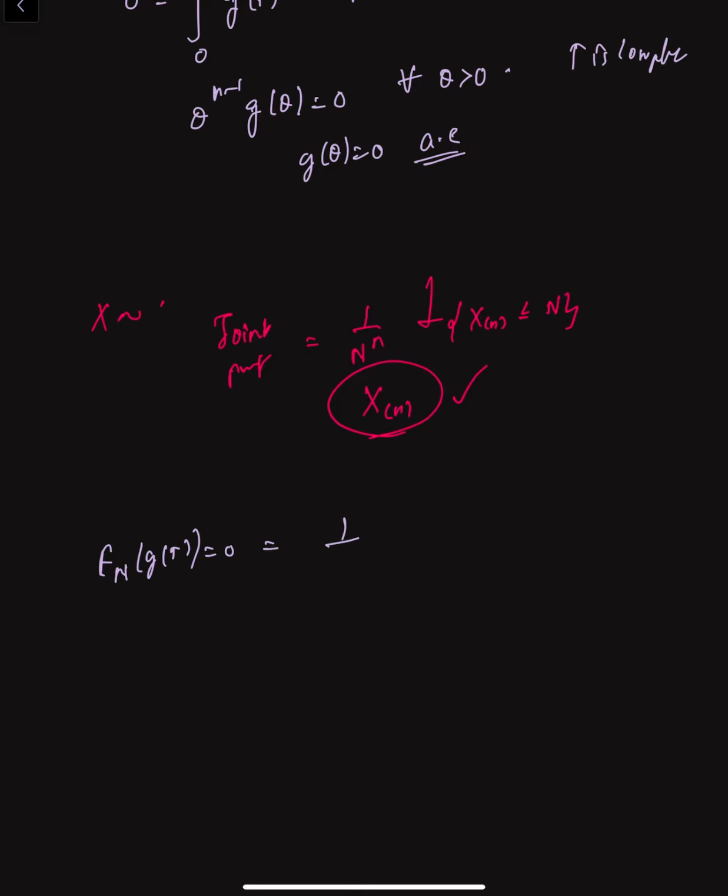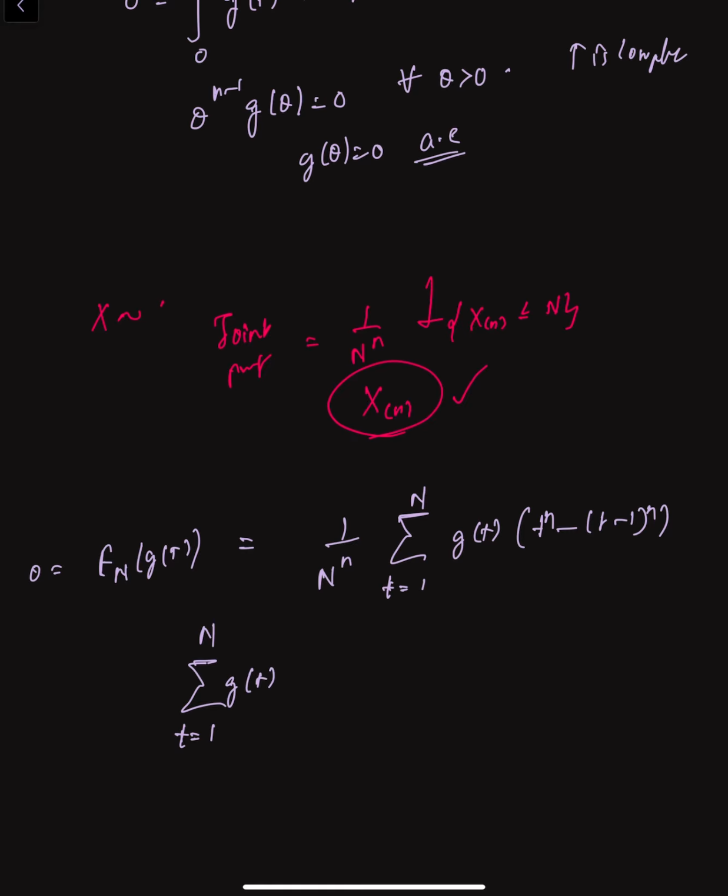expectation of z of t is equal to 0. So that implies 0 is equal to the expectation of this. So that is equal to 1 by n to the power of n, summation t equals 1 to n, z of t into t to the power of n minus t minus 1 whole to the power of n. So that means summation t equals 1 to n, z of t into t to the power of n minus t minus 1 whole to the power of n is equal to 0 for all n greater than or equal to 1.